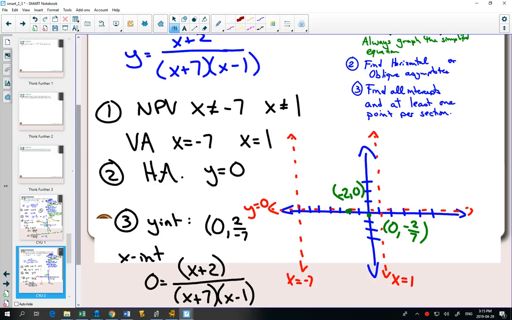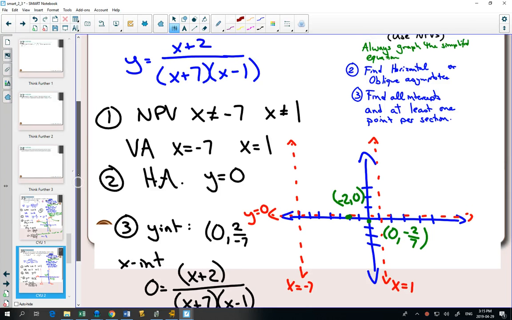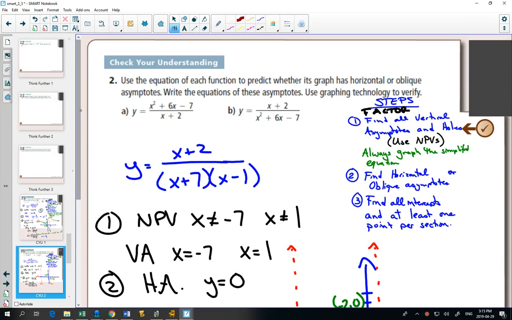Do we have points in each of the sections? No. We need a point in the far left. So I'm going to plug in -8, because that would be 1 to the left of -7. I'm going to go up to my original equation and say if x is equal to -8, maybe I'll use my factored one because it's going to be easier to do the math. On the top, can you see that I would get -6? And on the bottom, I would get -1 multiplied by -9.